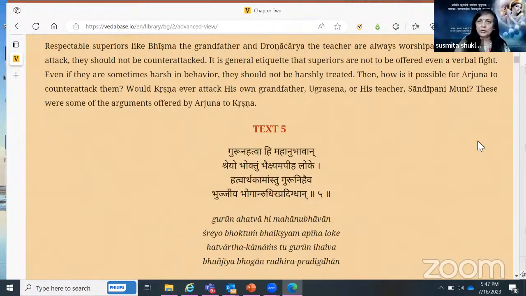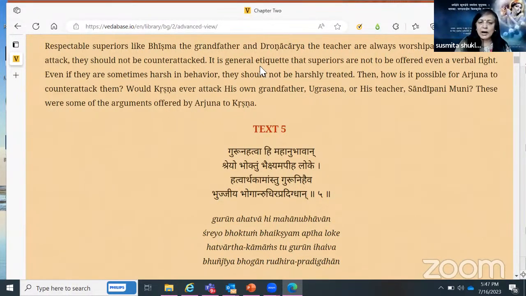Now, Gurun is a plural. Guru is one, but Gurun means multiple. So, Bhishma, Drona, and all other gurus. Hatva is killing. He Mahanubhavan. Mahanubhavan means great souls. Shreyo is better. Bhoktum is to enjoy. Bhakshyam iha loke. Iha means this world. And Bhakshyam is begging. So, it is better to beg than kill the great souls like my gurus, right?